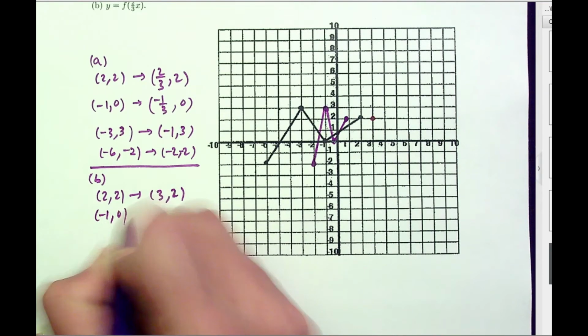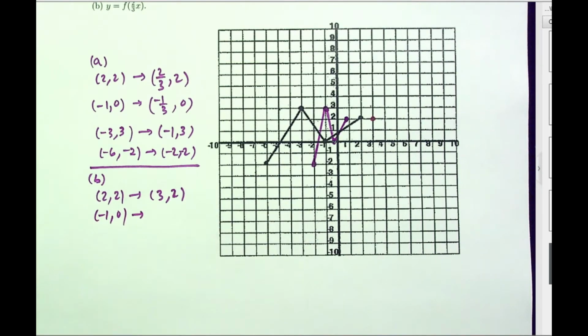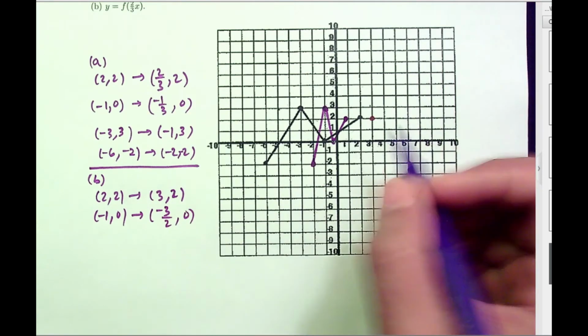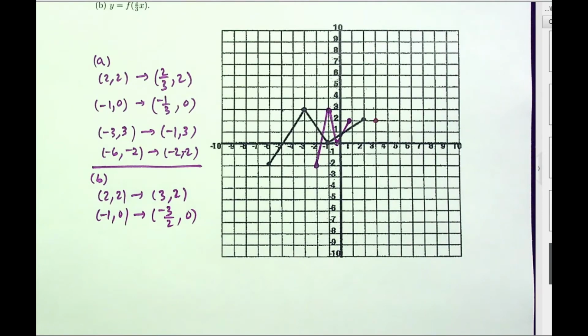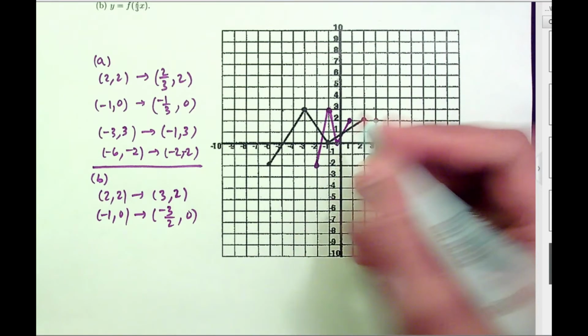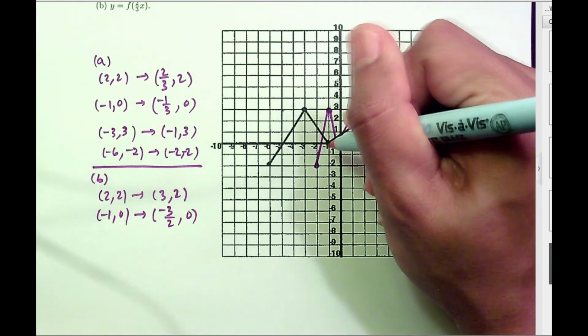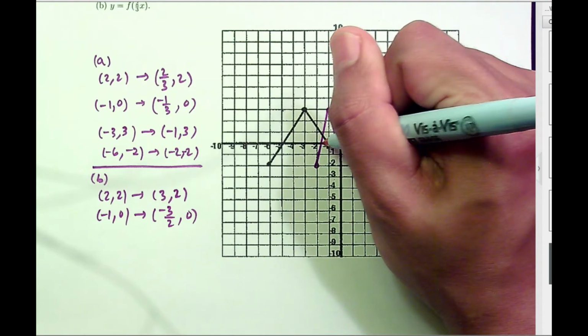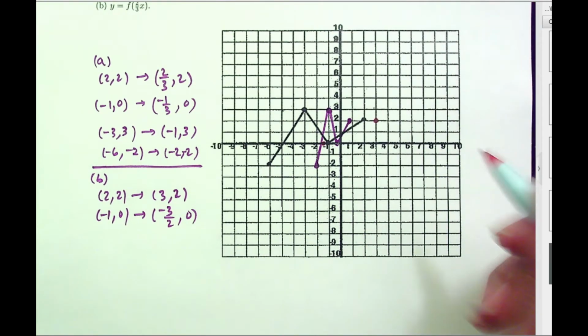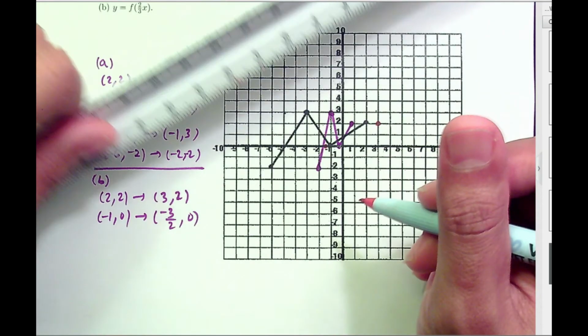-1, 0. So -1 divided by 2/3 is the same as saying -1 times 3/2. So this is going to be -3/2, 0. -3/2, that's like -1.5. -1.5 right here. -1.5, 0.